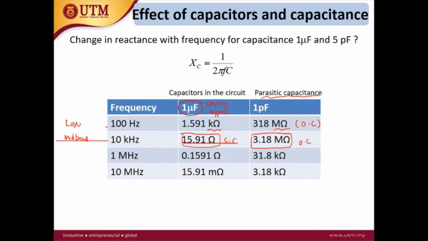So again, at the low frequency, we cannot ignore the bypass capacitor because it has a non-negligible impedance value. And then at the high frequency, what happened? The coupling and bypass can be ignored because of very low impedance. However, the parasitic capacitance will have a moderate impedance value. So we cannot assume it is an open circuit, and it will appear inside the circuit.